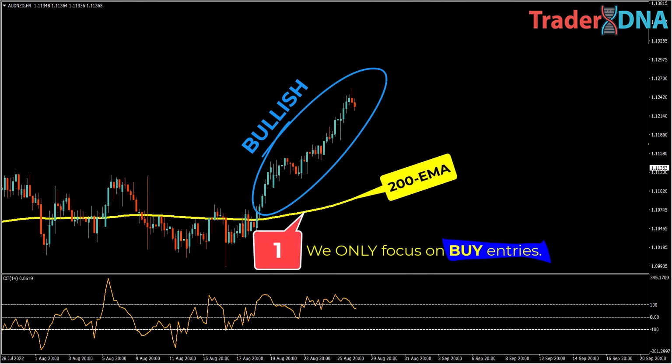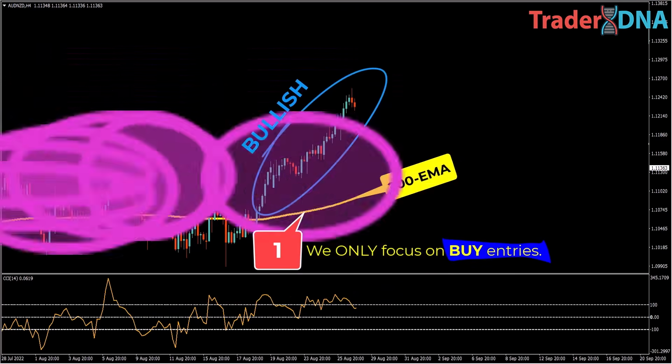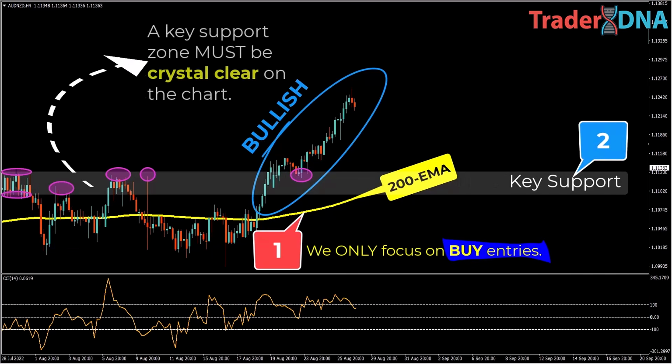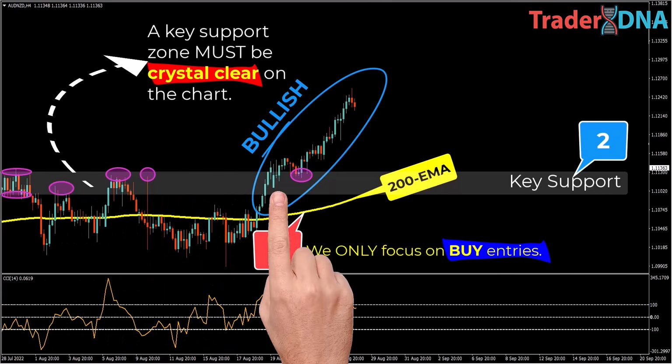Simple and powerful. Now step 2, finding the key support and resistance zones, the levels that actually matter. And listen carefully, this is huge. A key support zone must be crystal clear on the chart. You can't force it, you can't fake it, because if you made it up, other traders around the world won't see it. And if they don't see it, it's worthless. The market only respects real zones that everyone can agree on. Right here, this is our key support zone.